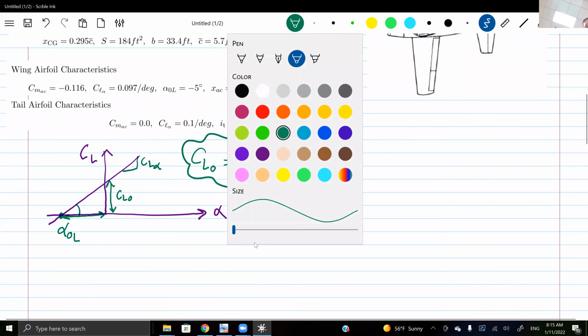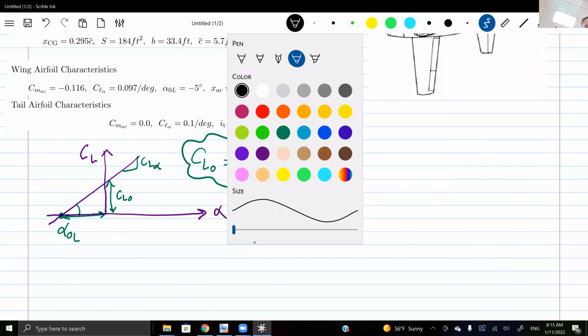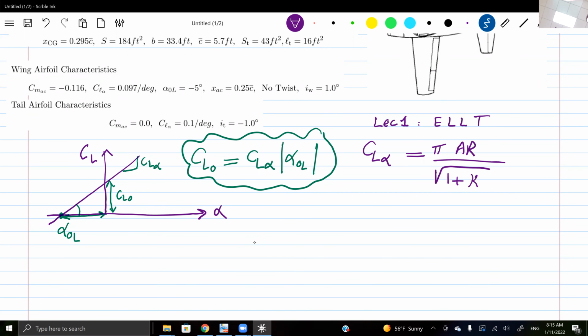Anyone remembers how to get that? So always, if you're given the 2-dimensional CL alpha and you want the 3-dimensional CL alpha, this is lecture 1, what we called the extended lifting line theory. It gives you the 3-dimensional CL alpha as pi times aspect ratio over square root of 1 plus kappa squared. So I think I'm missing something, right? This is, let's see.